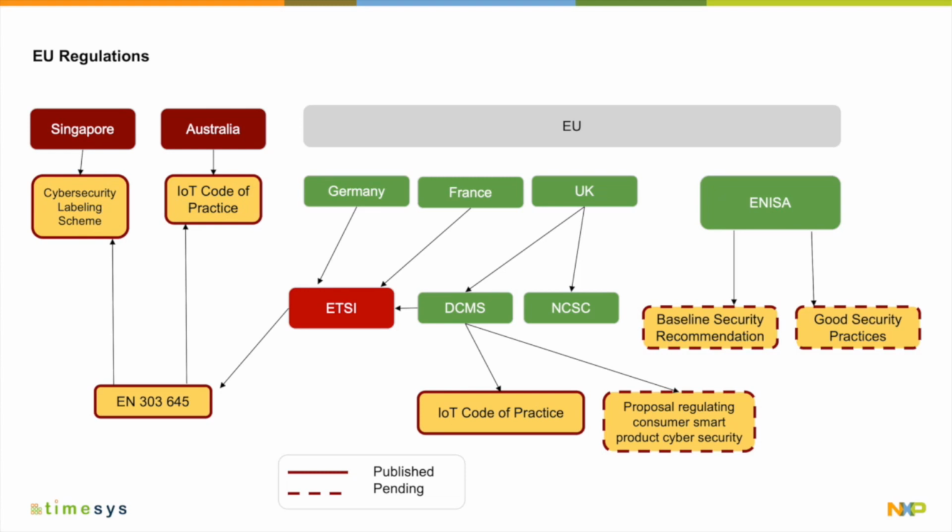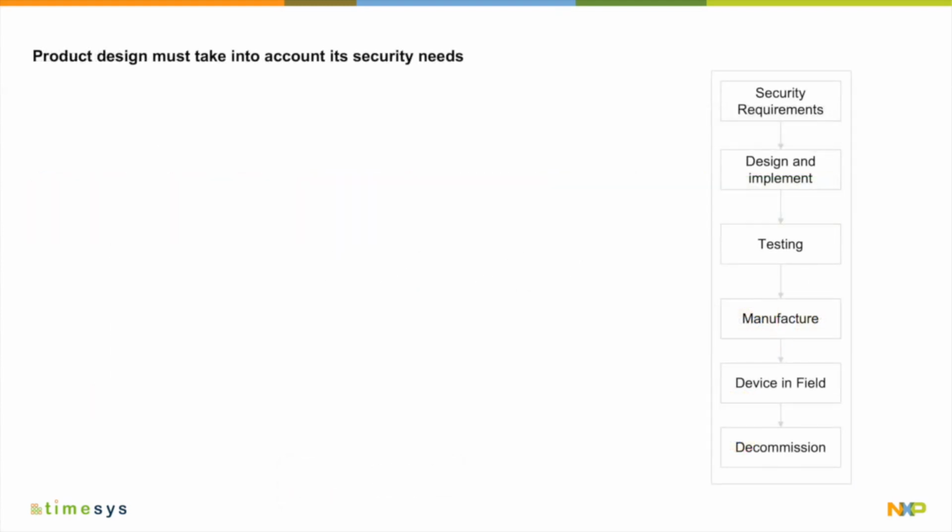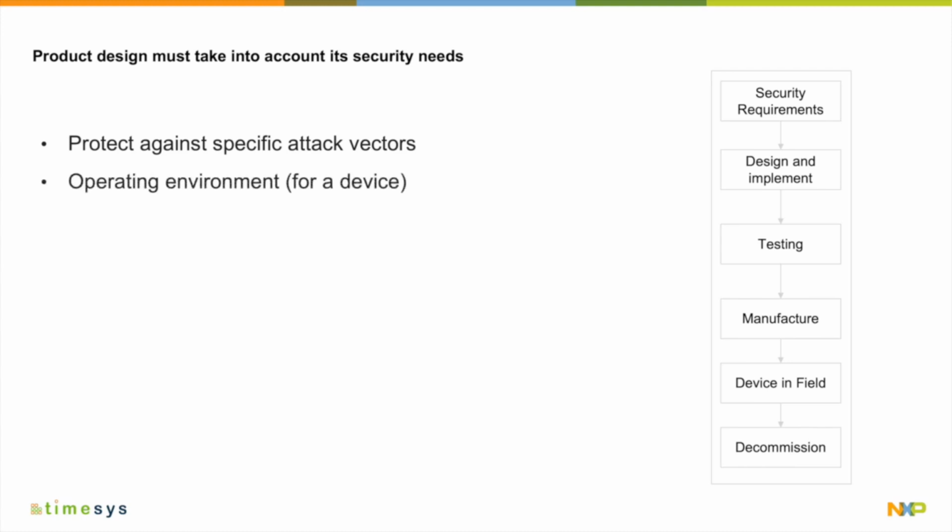When discussing product design, we need to take into account the security needs. On the right-hand side of this slide, you can see that security requirements should be considered way ahead of design and implementation of the product. The requirements should take into account and protect against various attack vectors, whether physical, network, or local. They should also take into account the environment in which the devices operate. The requirements need to guarantee confidentiality, device availability, and integrity.